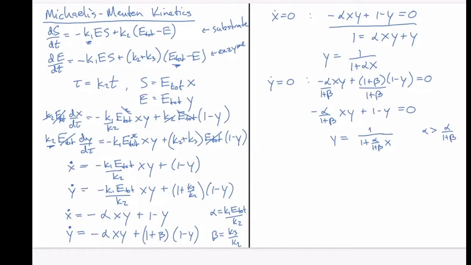So what that means is when I go to draw the phase plane, I have x down here and y up here, and let's draw the x dot nullcline in green. And so that's going to start at 1 up here, because when x is equal to 0, y is equal to 1. And then it's going to decay away to 0, like a 1 over x function.